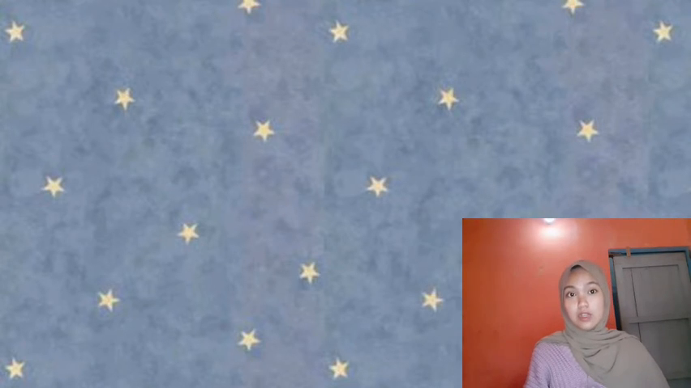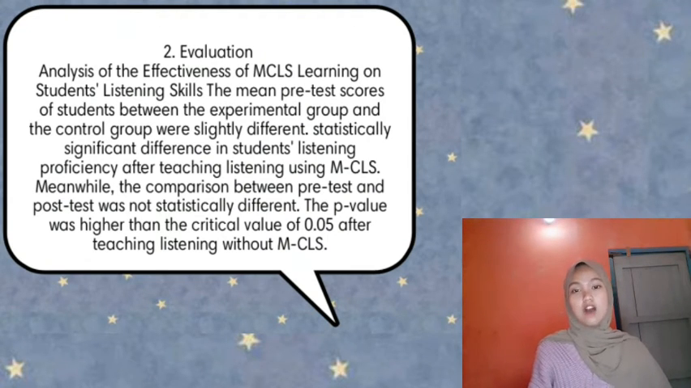The next is evaluation. Analysis of the effectiveness of MCLS learning on students' listening skills. The mean pre-test scores of students between the experimental group and the control group were slightly different. There was a statistically significant difference in students' listening proficiency after teaching using MCLS. While the comparison between pre-test and post-test was not statistically different, the p-value was higher than the critical value of 0.05 after teaching listening without MCLS.